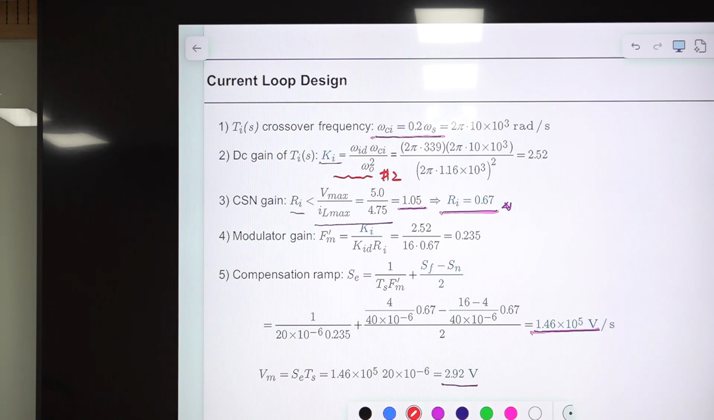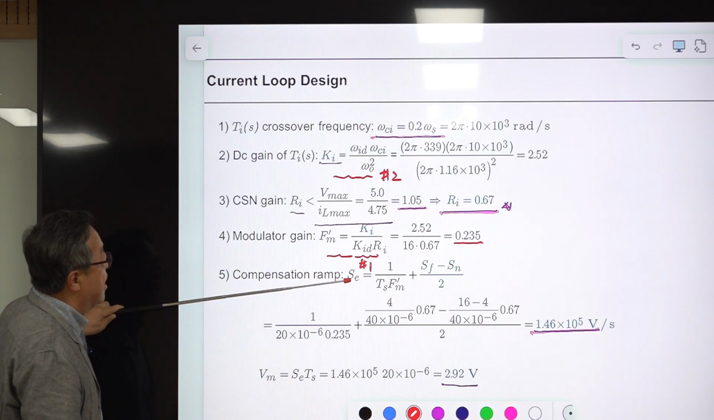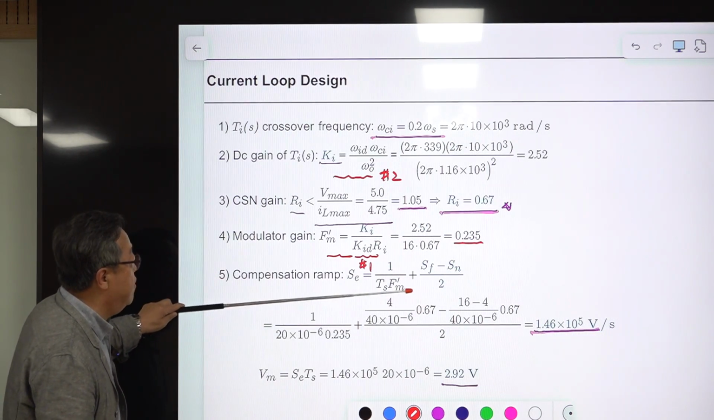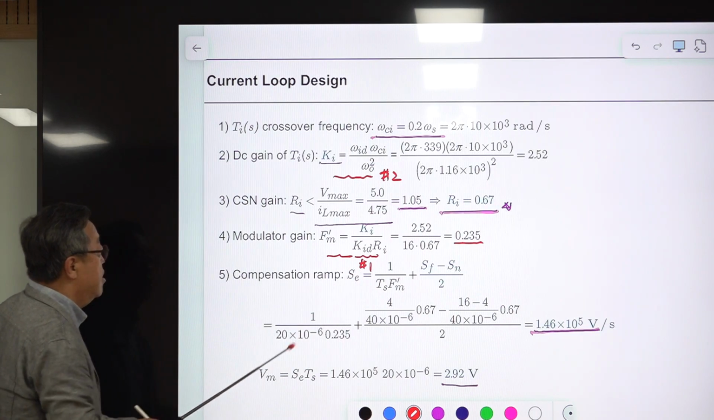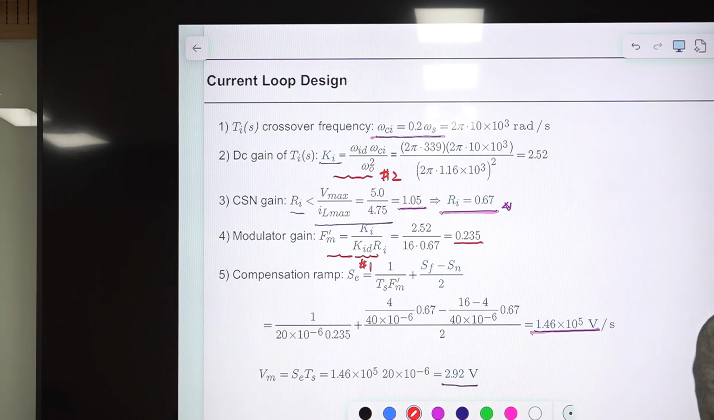Then the modulator gain, this is design equation number 1, right? Fm prime is determined from this equation, so Fm prime is this number. Then Se, the slope of the external ramp, is given by this equation. You plug numbers here, every number is here. This is the slope of your external ramp, and this is the maximum value of your ramp signal, V ramp.